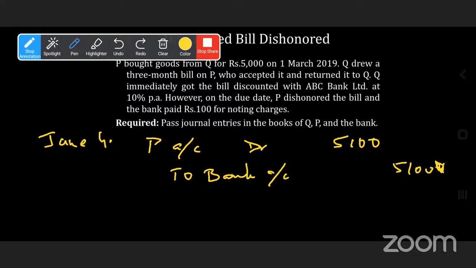So P account debtor can write like this also: P account debtor 5,100, noting charges account debtor 100, to bank account 5,100 rupees. You can write like that also.